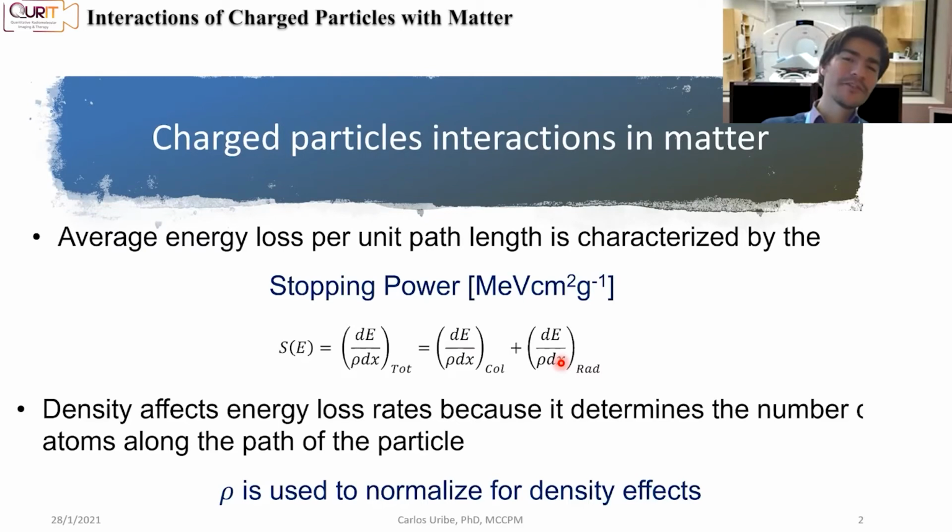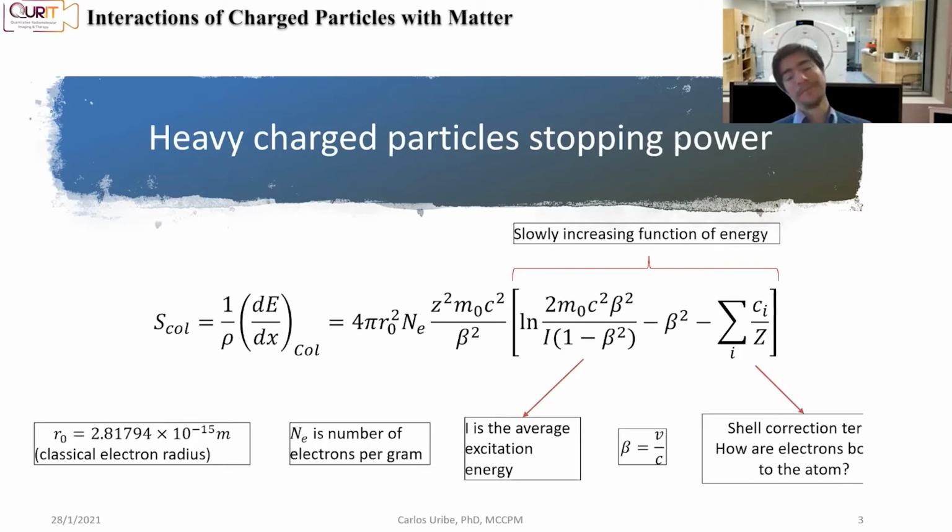So the total stopping power is going to be the sum of the collisional stopping power plus the radiative stopping power. Now you see that I have a density here, and this is basically what we call the mass stopping power. We just normalize that stopping power, which is just dE over dx, by the density. It's basically used to normalize for density effects, and we call that the mass stopping power. It's a little bit complicated to do the whole derivation, but I'm showing you the final equation that you can go and look at yourself in more detail. I'm just going to give a quick overview of how it looks.